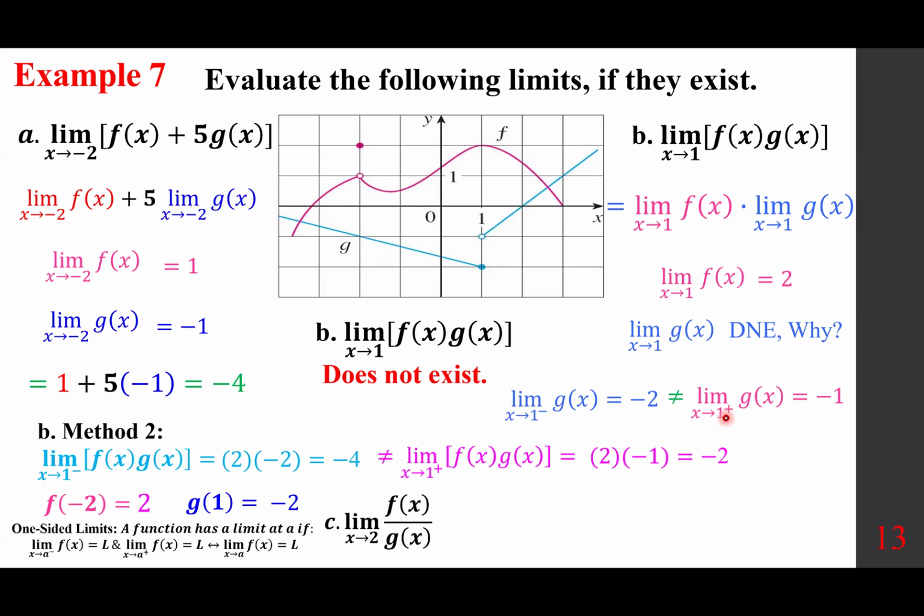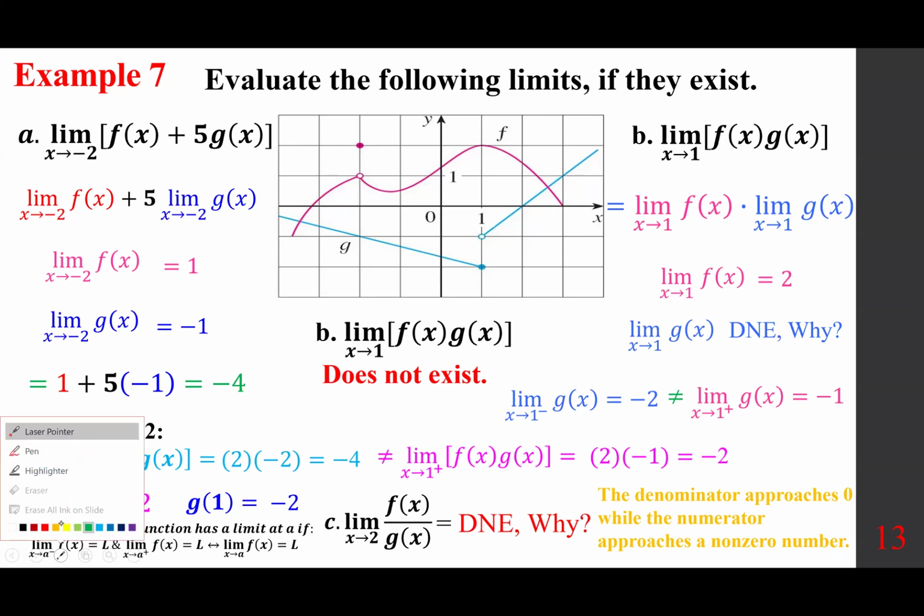And what about the limit of f of x over g of x as x approaches 2? Same thing, it doesn't exist. Why is that? The denominator approaches 0 while the numerator approaches a non-zero number. So when x approaches 2, use a color that makes it easy to see.